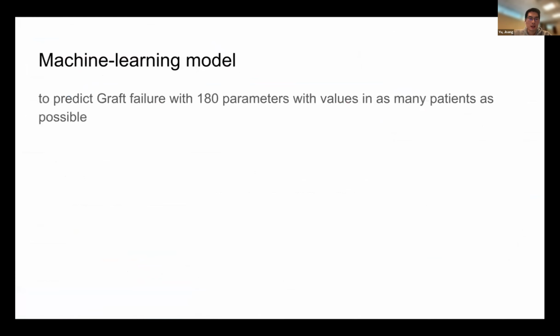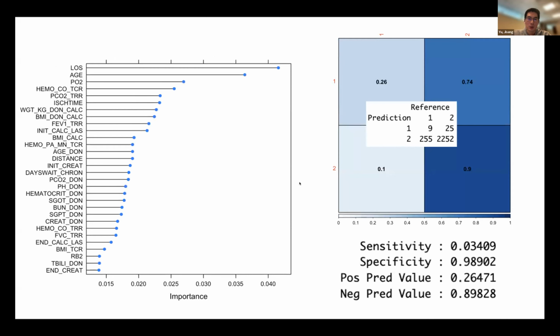All right, so I developed a machine learning model to predict the occurrence of graft failure based on 180 parameters with values in as many patients as possible, also using UNOS data. So I can show the result. About importance, factors with high importance have an important role in determining the performance of the machine learning model. That means factors with high importance can be used to train a model.